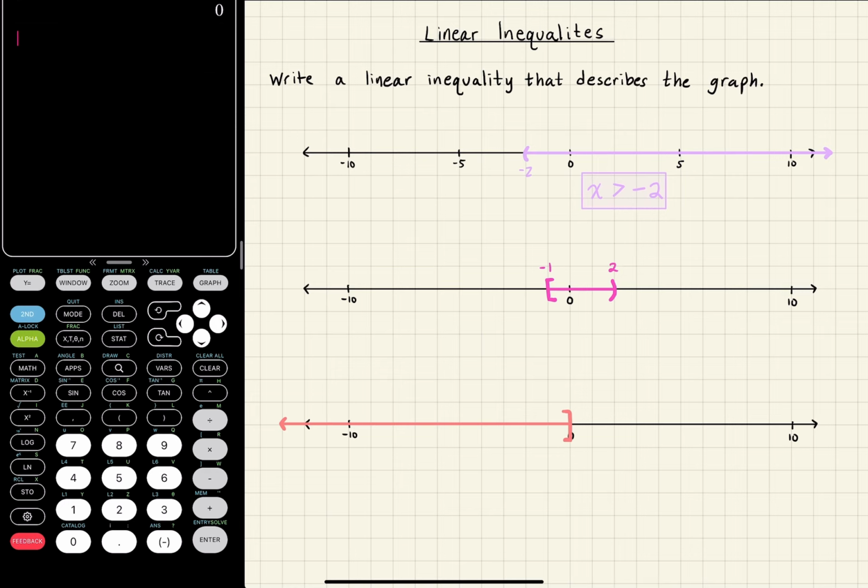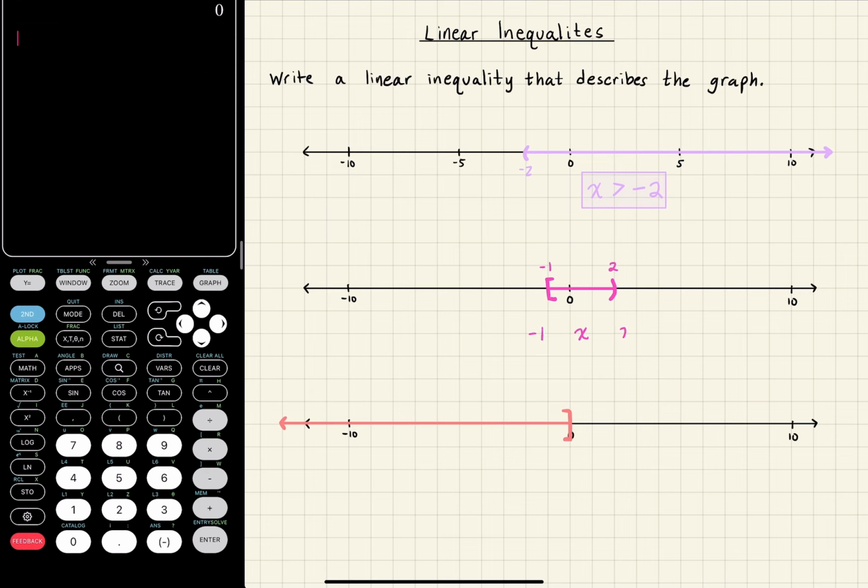Let's take a look at the second problem here. In this second problem, we can see our shaded portion here. It looks like we start at -1 and we end at 2. So we know x is going to be between -1 and 2.